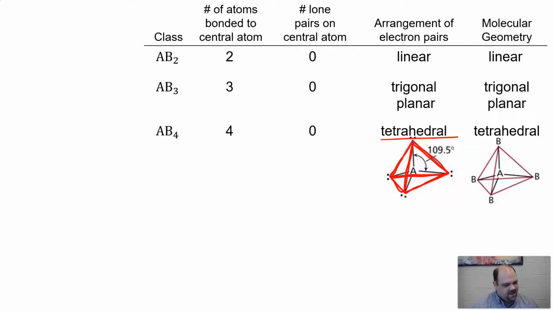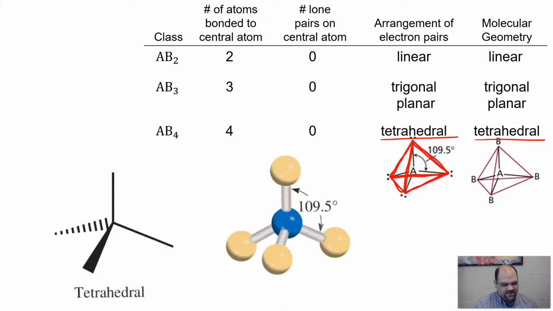Okay. Again, because we have no lone pairs, the molecular geometry matches that electronic geometry. A good example of this is methane, right? CH4. One of our simplest hydrocarbons. We have a C in the middle and then 4 hydrogens around it.